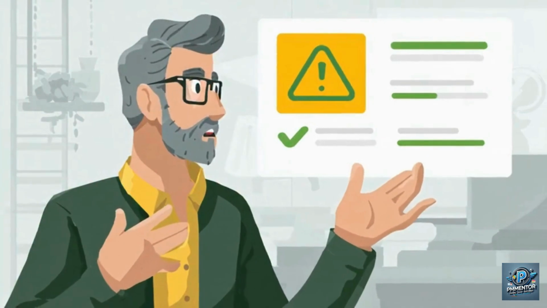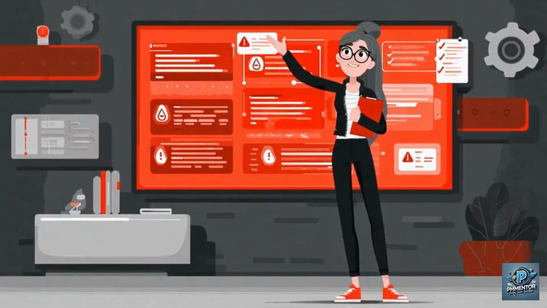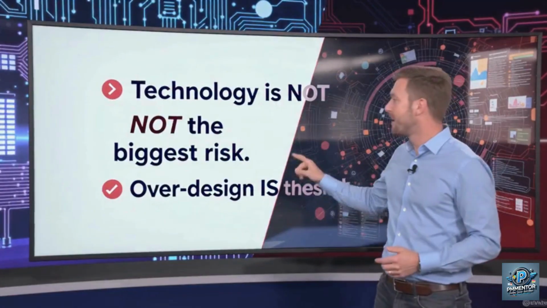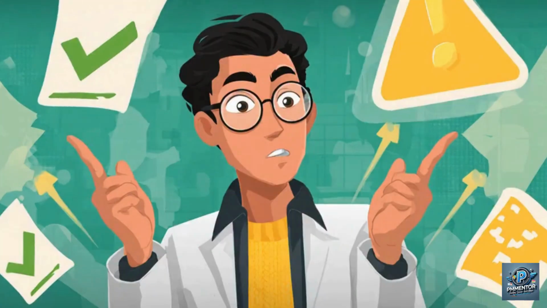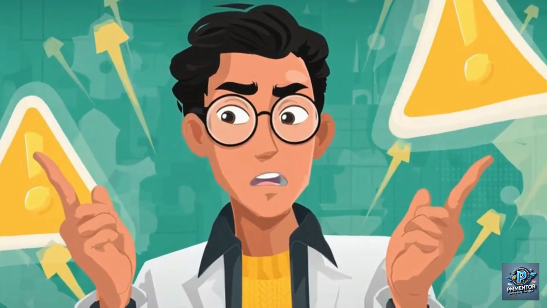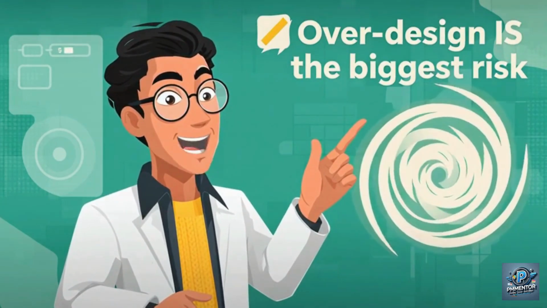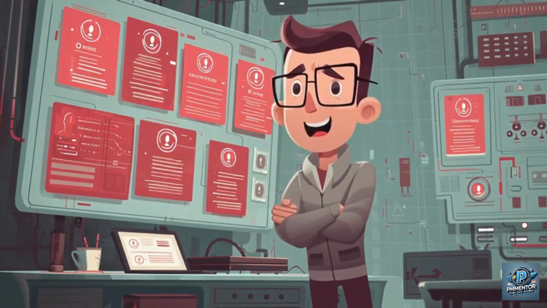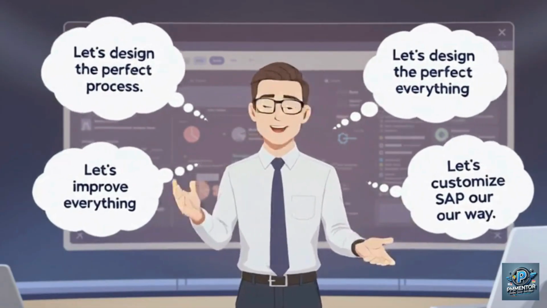And let me be very clear here. The biggest risk in a Greenfield project is not technology. The biggest risk is over-design. When businesses hear new implementation, the natural instinct is, let's design the best possible process from scratch. Let's improve everything we ever disliked. Let's customize it exactly the way we want. This mindset is exactly what caused Greenfield projects in the past to become over-engineered, over-customized, over-budget, and delayed.